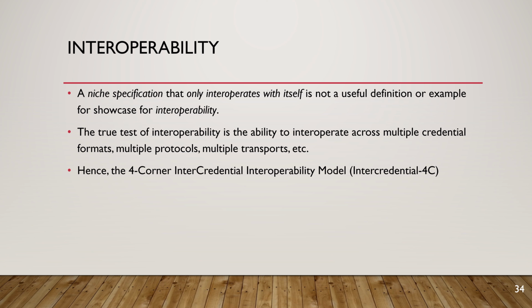If you have a niche specification that only interoperates with itself, it's not really a useful definition, example, or showcase for interoperability. And I think that's what we're seeing so far in version 2 of the W3C Verifiable Credential specification. The true test of interoperability is the ability to interoperate across multiple credential formats, multiple protocols, multiple transports, etc. And hence the answer to this latter scenario is the 4-corner InterCredential interoperability model.